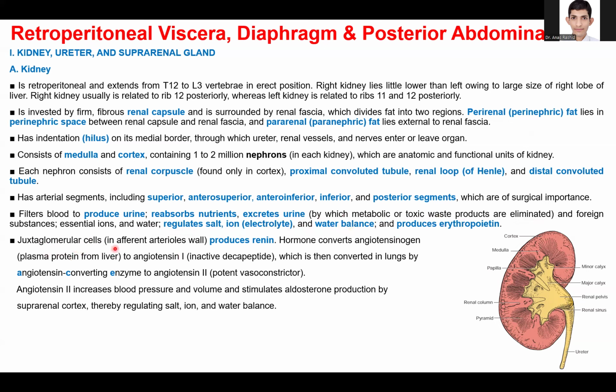Juxtaglomerular cells in afferent arteriole wall produce renin. Hormone converts angiotensinogen, plasma protein from liver, to angiotensin 1, inactive decapeptide, which is then converted in lungs by angiotensin converting enzyme to angiotensin 2, potent vasoconstrictor. Angiotensin 2 increases blood pressure and volume and stimulates aldosterone production by suprarenal cortex, thereby regulating salt, ion, and water balance.